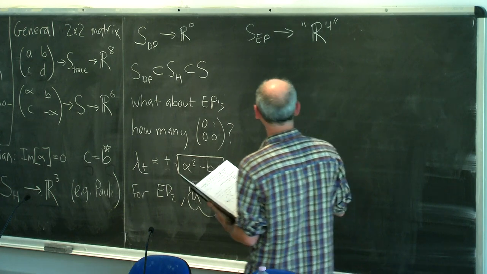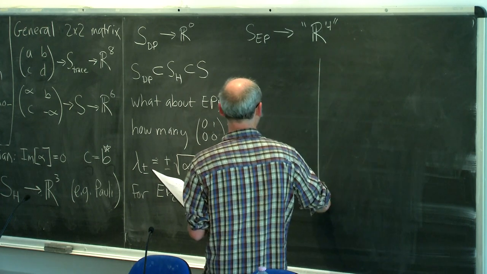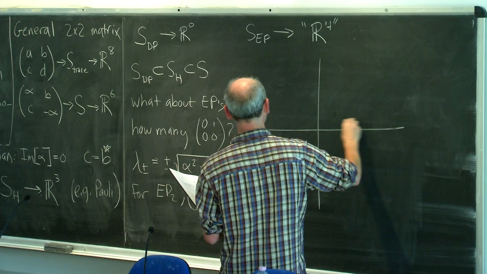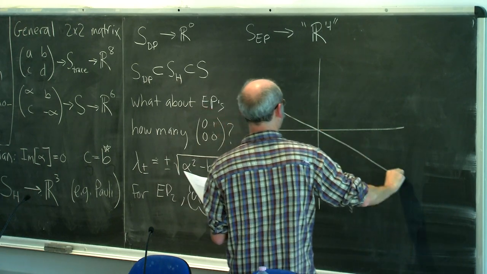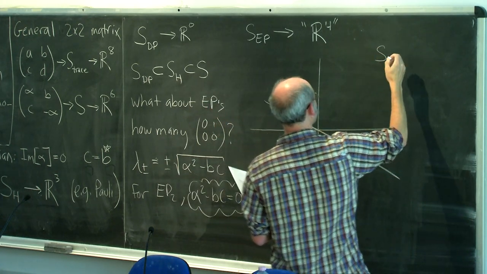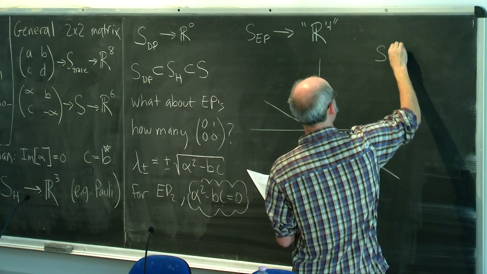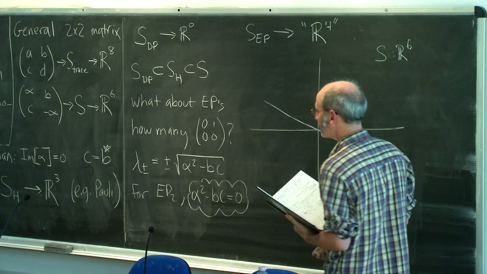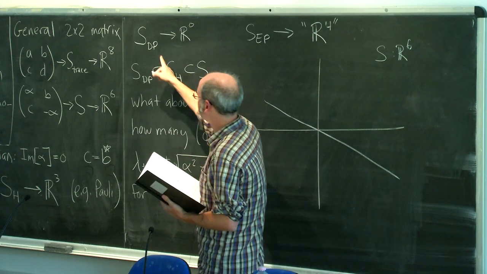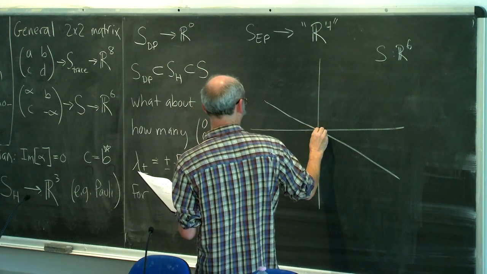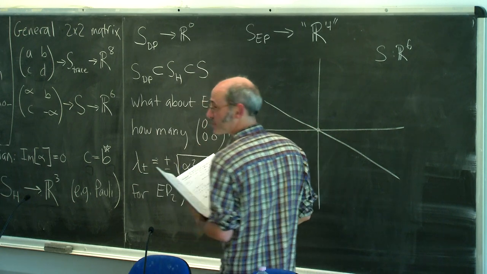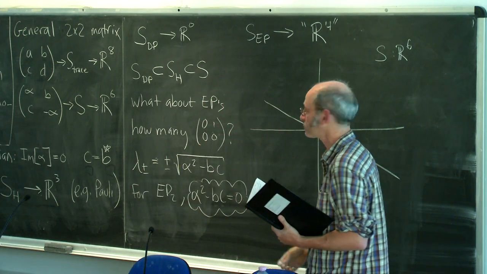So let me now draw a picture of all of this. So here is the six-dimensional space. I can't really draw it. But this is the space of all traceless 2x2 matrices. It's supposed to be six-dimensional. The set of degenerate points is just one matrix. It's one point at the origin. So let me draw it as a point.